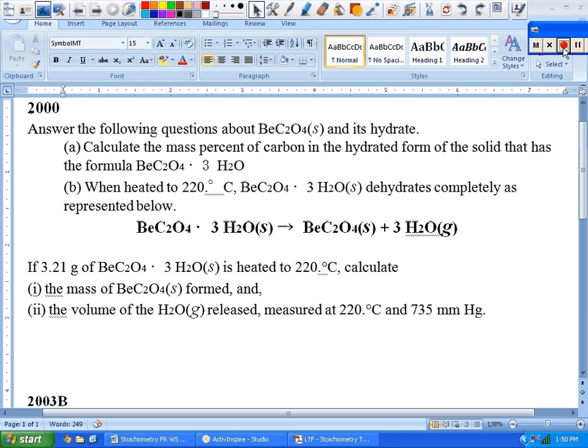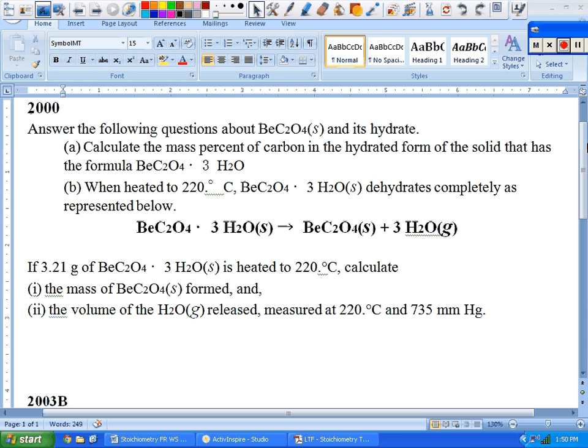All right, let's begin. Answer the following questions about BeC2O4. We know Be is beryllium. What is C2O4? This is something you haven't seen very often. It's oxalate. Very good. So this is beryllium oxalate. We want to answer a question about beryllium oxalate and its hydrate. What does that mean? What is a hydrate? We just talked about it. It's an ionic compound that has waters attached to it.